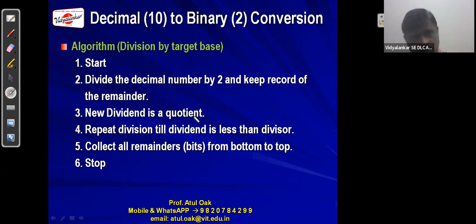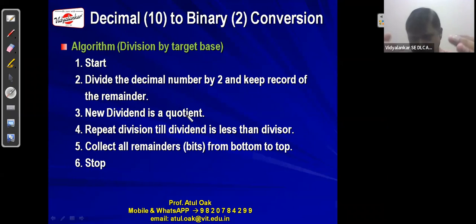One for quotient, other for remainder. What we do, after you divide by 2, you record the remainder, okay, and your new dividend, meaning numerator, you divide numerator by denominator. Your denominator is always fixed, that is 2, okay. Your numerator will change, so you change your numerator to a new dividend, which is the quotient.